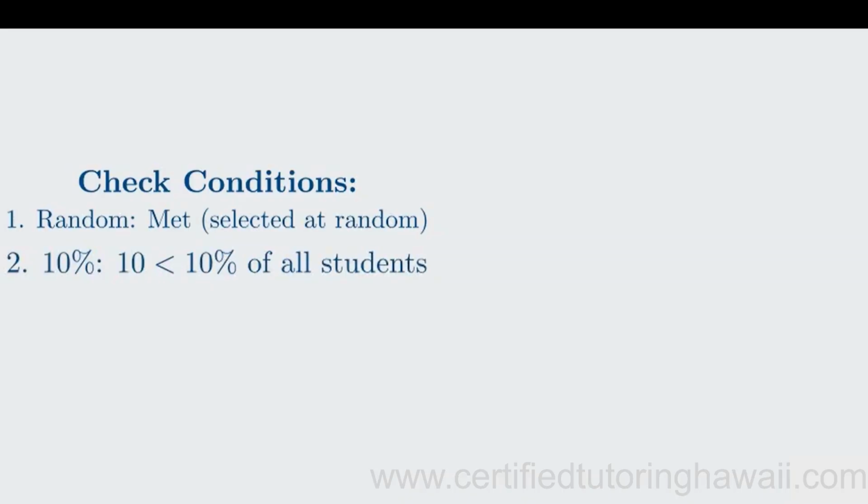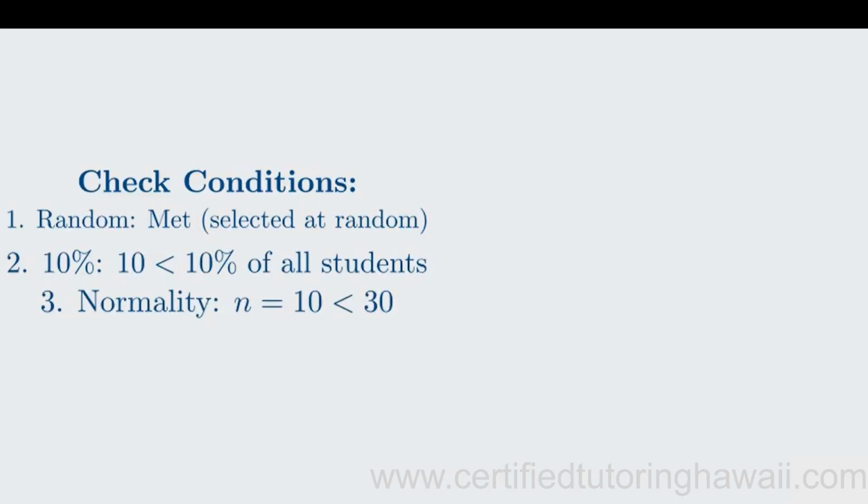Finally, let's verify the conditions. 1. Randomization. The problem stated students were selected at random. 2. 10% condition. 10 students is likely less than 10% of the entire population of students who could use the app. 3. Sample data. Since our sample size of differences is only 10, which is less than 30, we must check the distribution of the differences.